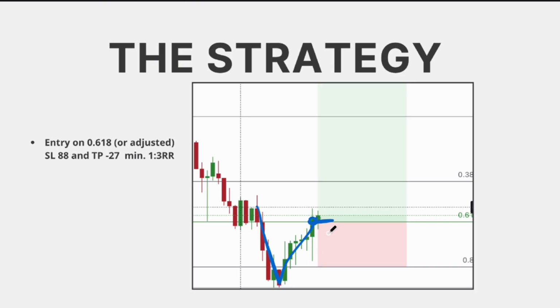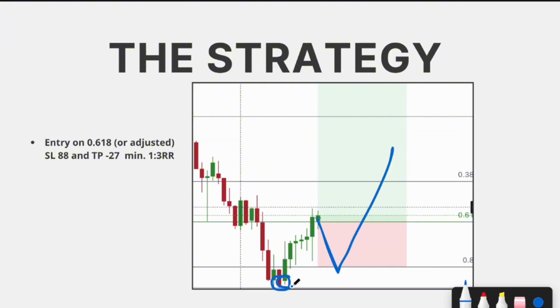In the normal case, your entry will go on the 61 and your stop loss on the 88. But as you can see, the low of this push is all the way down here. So price can come back all the way down here and still continue higher. So if you want to be protected by this low, you can move your entry somewhere down here and your stop loss down here. Just make sure you have at least a 1 to 3 risk to reward.